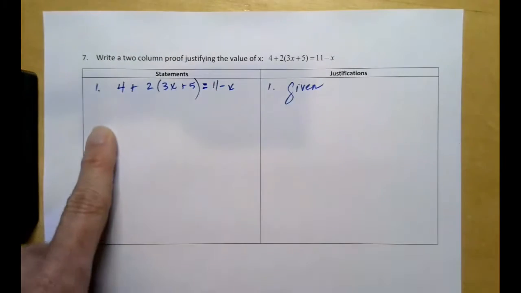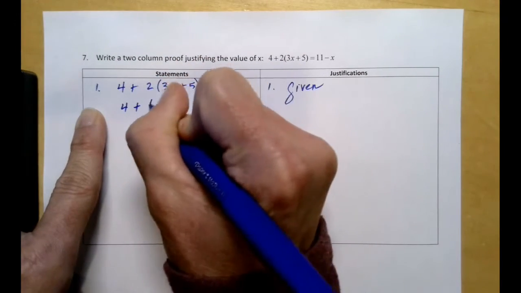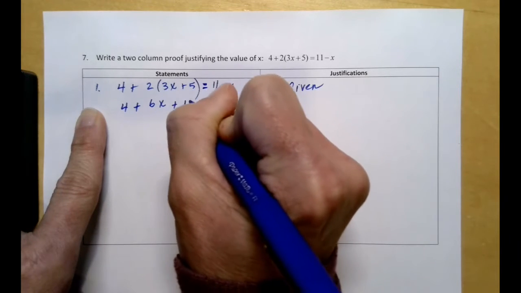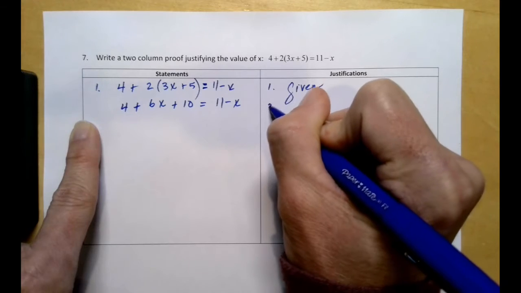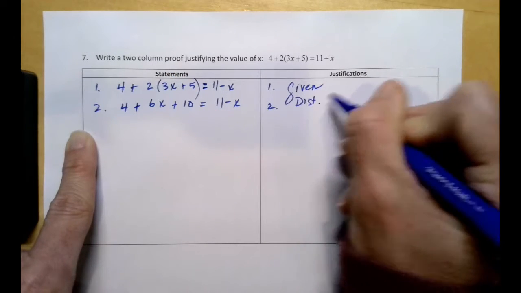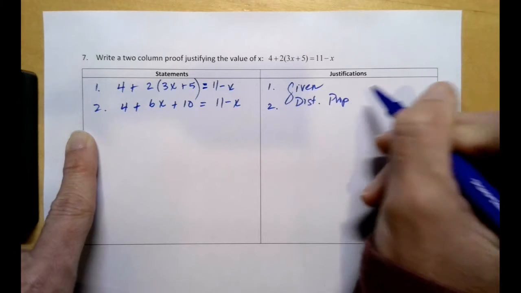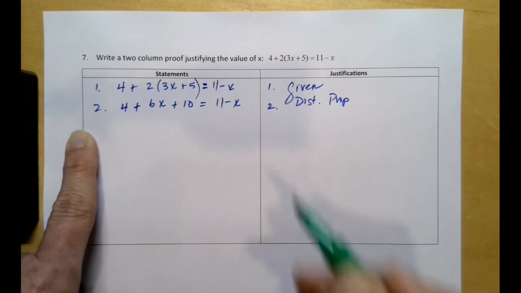All right, let's have some fun. 4 plus 6x plus 10 is equal to 11 minus x. That is the what? Say with me now. Distributive property of multiplication over addition and subtraction. That's its full name, by the way.